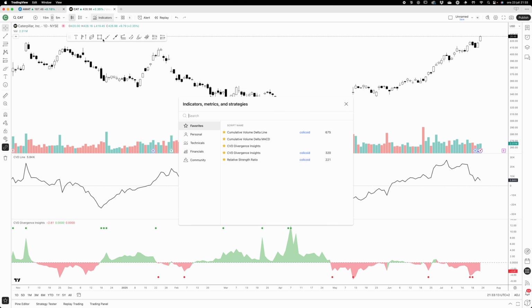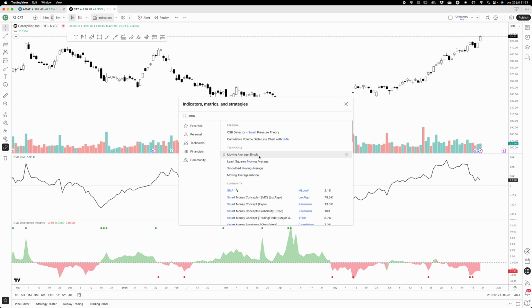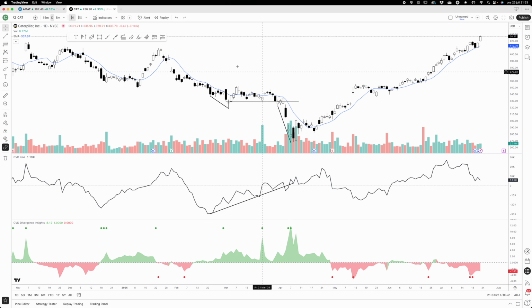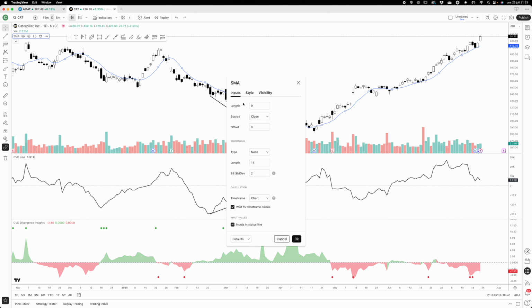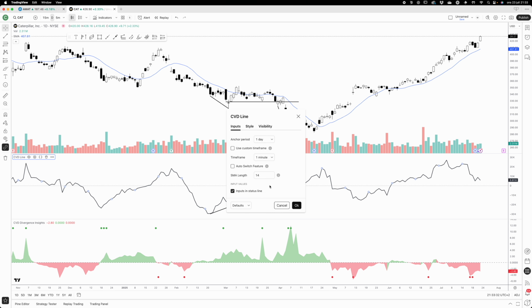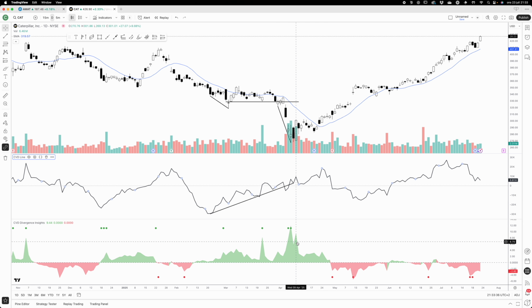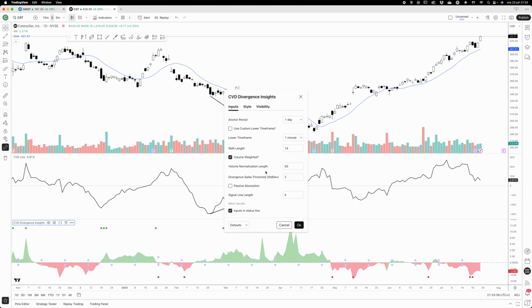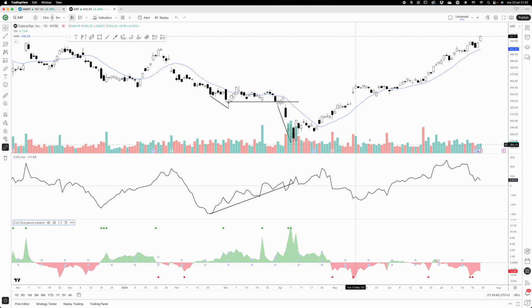Let me also add another indicator, just a simple moving average, so I can show you something. Let me set this to 14. So if you now look at this, it's got a simple moving average of 14. And if we open the settings of the Insights indicator, this has a simple moving average of 14 as well.